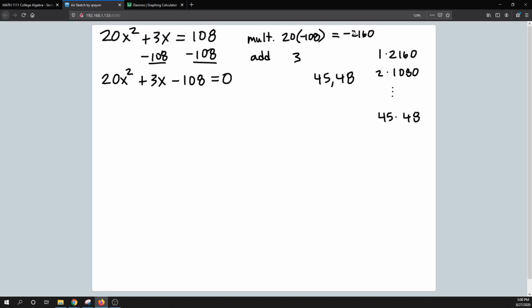These two numbers, when I multiply them together, they have to be negative, right? So one's going to be positive, and one's going to be negative. That's the only way I can multiply two numbers and get a negative, right? And then the bigger one should be positive, right? Because when I add them, I want to get a positive 3. So those two numbers are negative 45 and positive 48. So let's just take a look at that and verify.